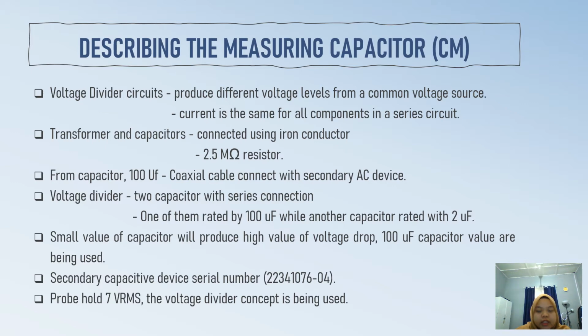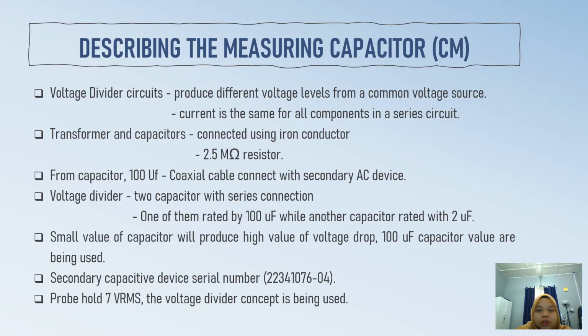Second, the connection between transformer and capacitor is made by using an iron conductor or a 2.5 megaohm resistor. Besides that, from the capacitor, which is 100 picofarad, a coaxial cable is used to connect with the secondary AC device. Next, the voltage divider consists of two types of capacitor in series connection, and one of them is rated at 100 picofarad, while the other capacitor is rated at 2 microfarad.